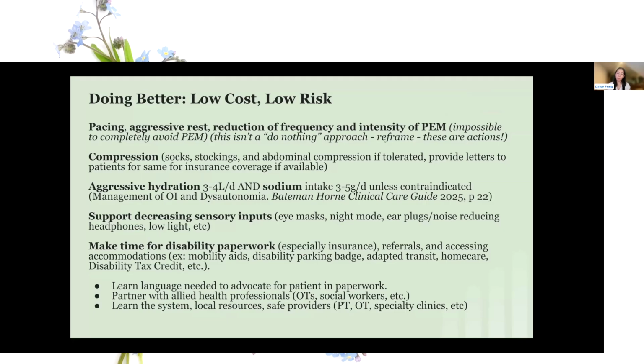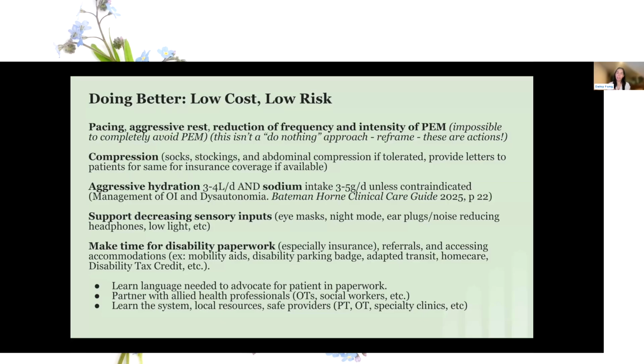Compression, write the notes, the letters for insurance coverage. It's costly if that's available, but socks, stockings, abdominal compression is very tight and uncomfortable, but if there's something like even Spanx that comes up to the rib cage, that might help. Aggressive hydration, whether that's oral or even IV hydration, to get the fluid intake up, and then sodium. And that's very counterintuitive to a lot of my colleagues. Up your sodium 3 to 5 grams, as long as there's no medical contraindication. Try to help the symptoms, try to help orthostatic intolerance, dysautonomia, and decreasing sensory outputs.